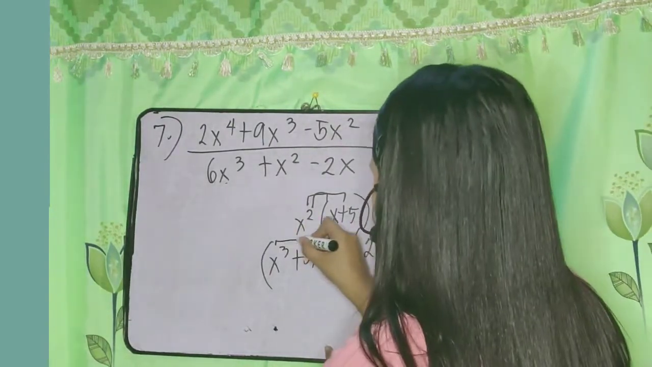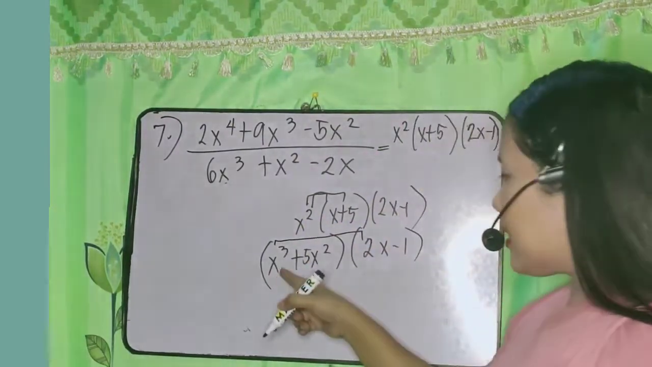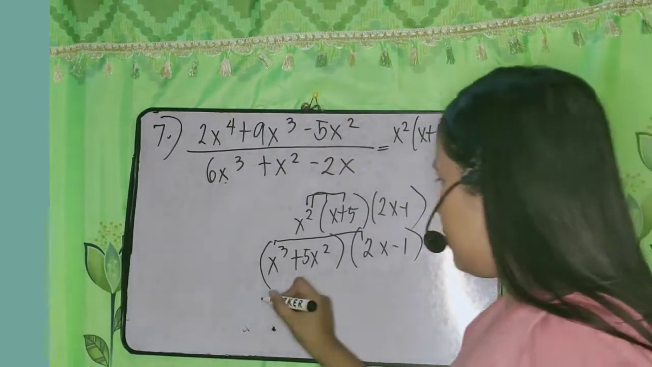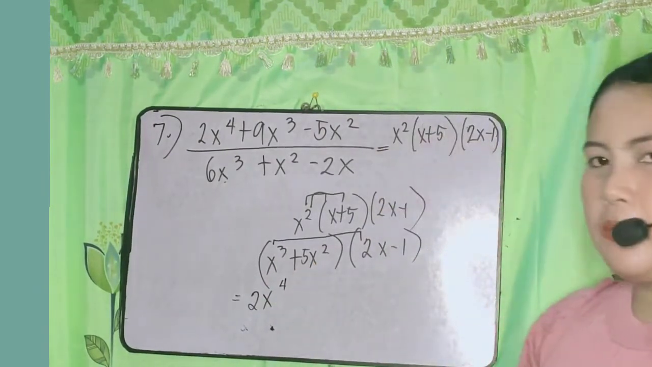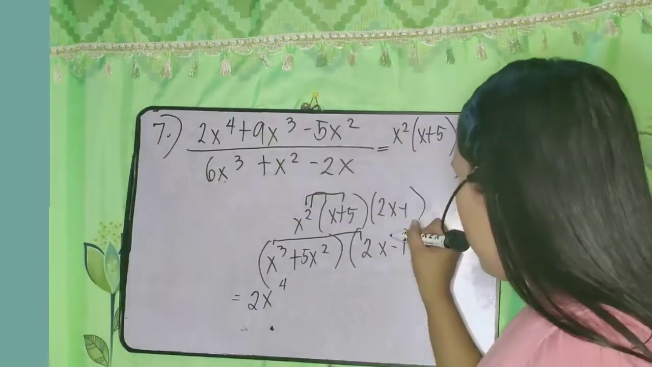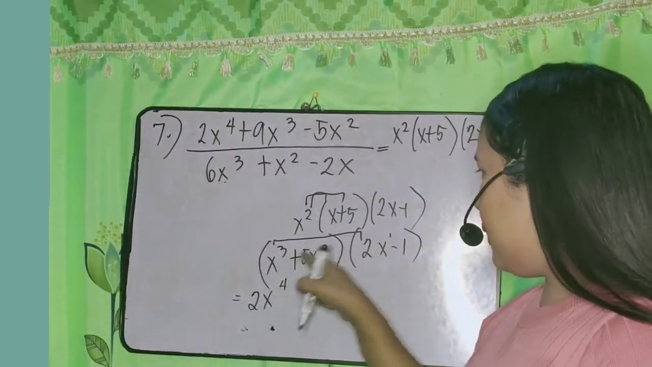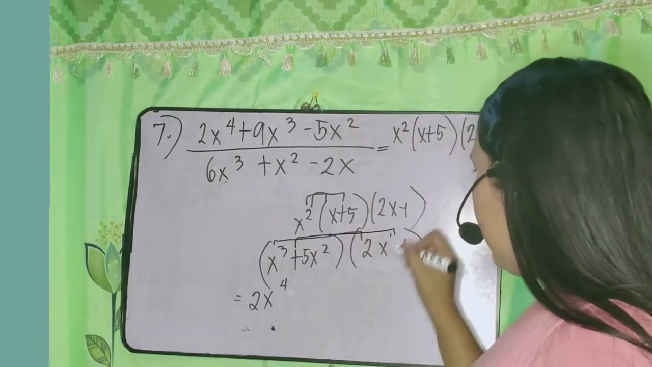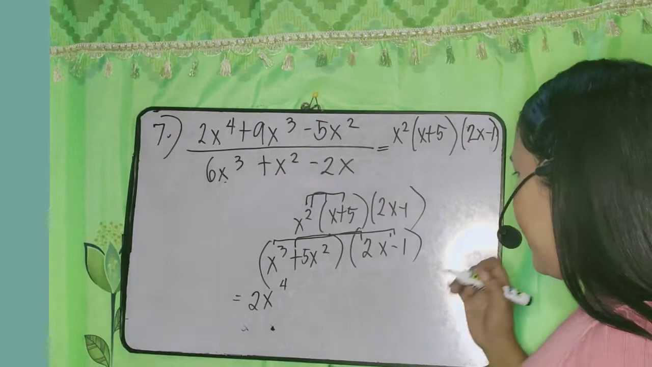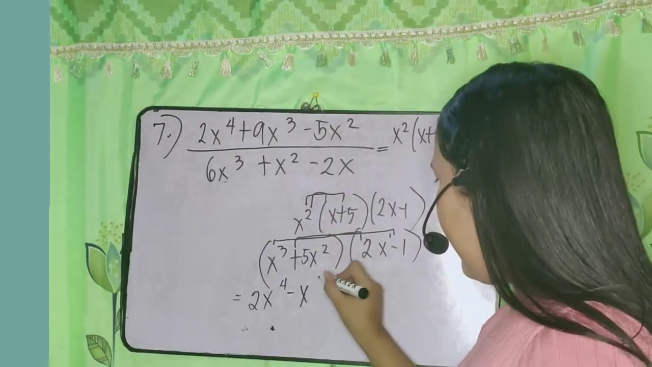Okay, so ayan, x cubed times 2x, so we have 2x raised to 4. Now, paano po ma'am nakuha yung 4 na exponent? Di ba may 1 na exponent yung x? So, 3 plus 1, we have 4. Okay? The next, second one natin, positive x cubed times negative 1, we have negative x cubed.